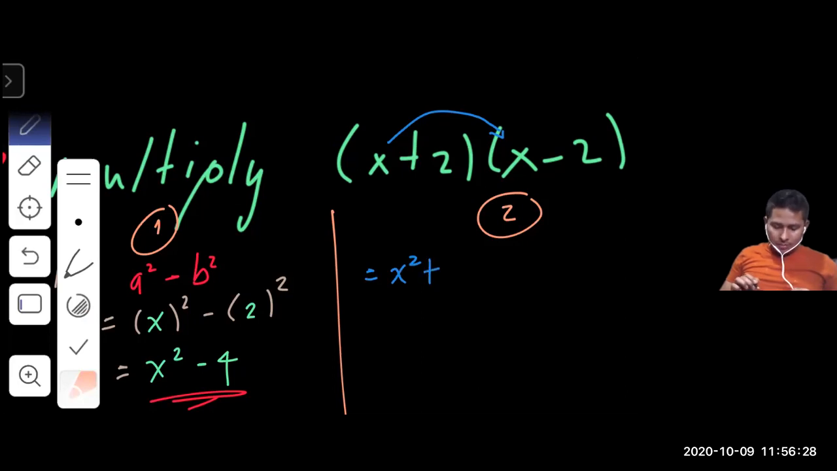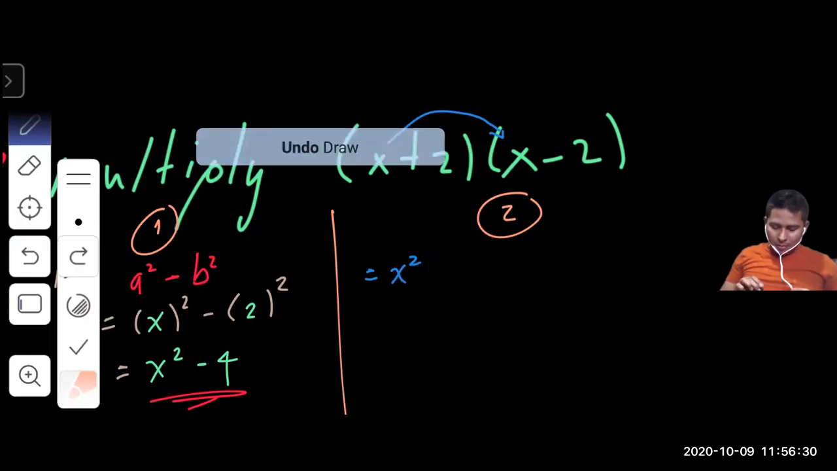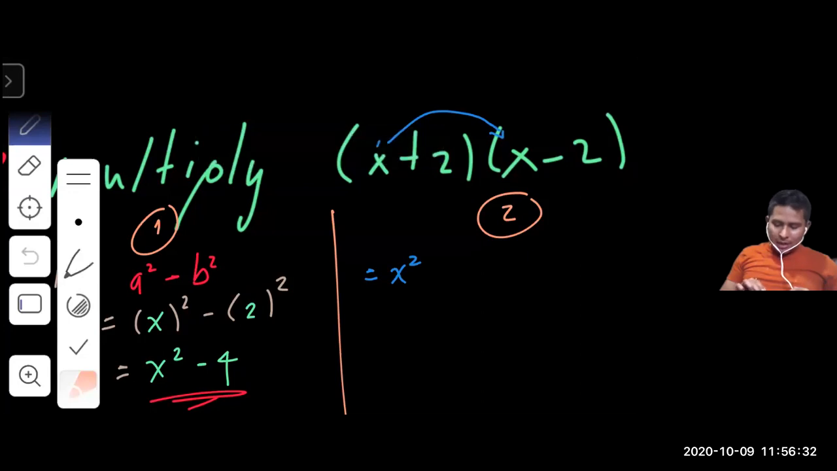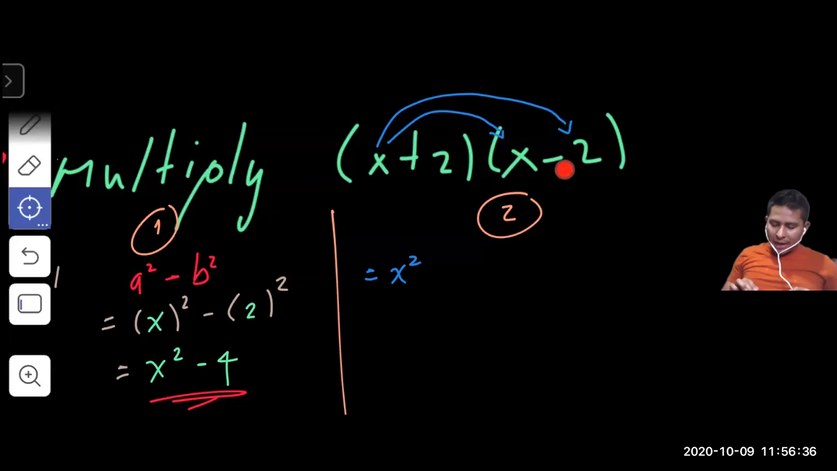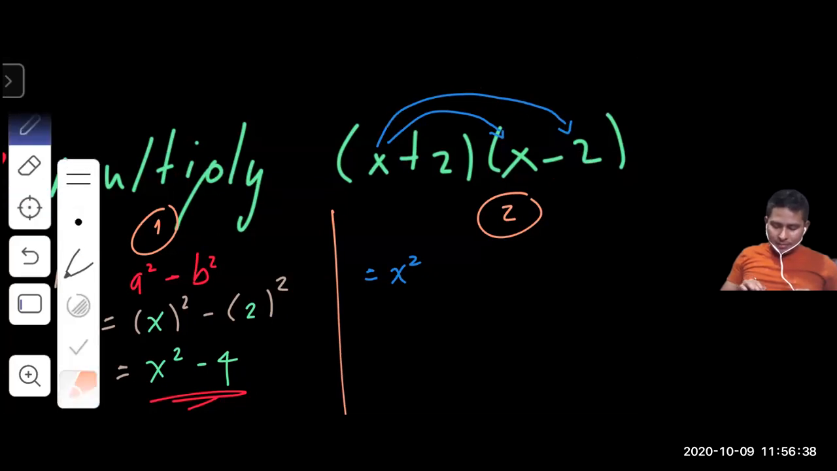Plus, let's continue. Or okay, I don't have to use the sign. Now let's multiply this times this, the next one. What is this, guys? X multiplying negative 2. Negative 2 times x, negative 2x. Okay, now we have already multiplied the first times the second expression.